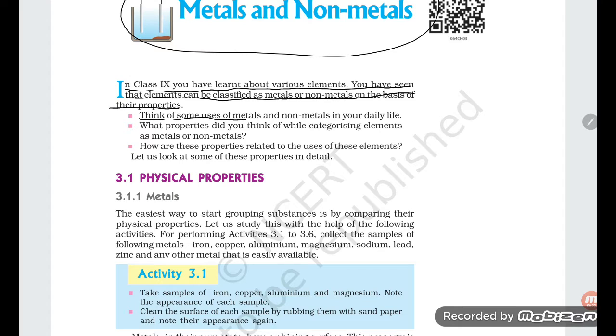Think of some of the uses of metals and non-metals in your life. What properties did you think of while categorizing elements as a metal or non-metal? How are these properties related to the uses of these elements? Let us look at some of these properties.